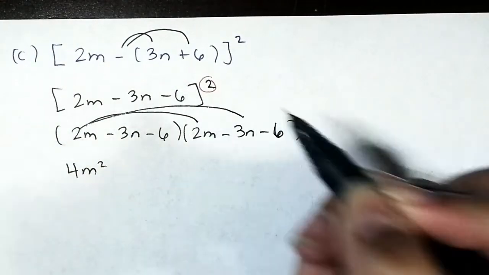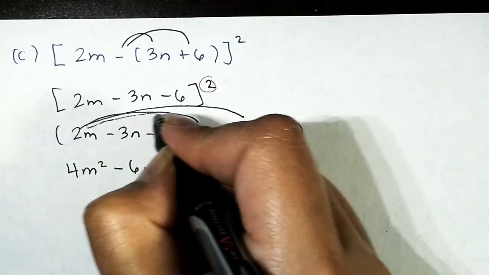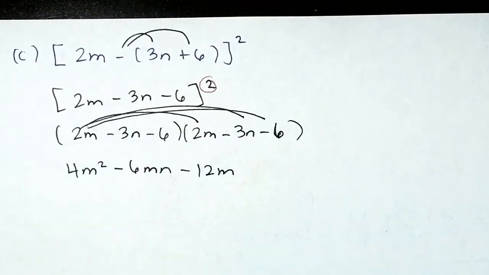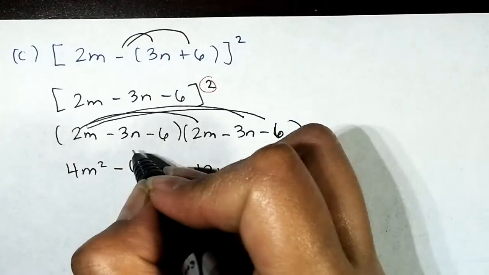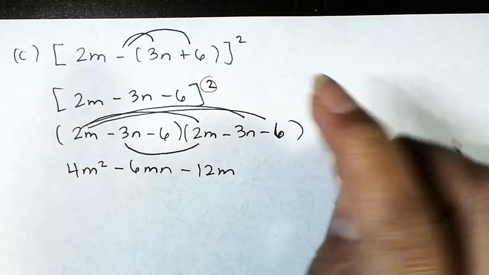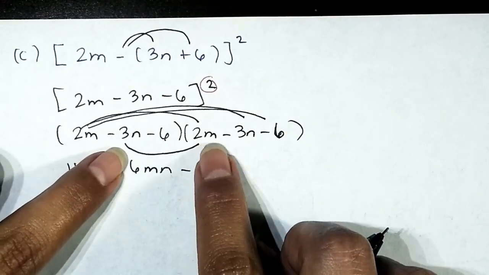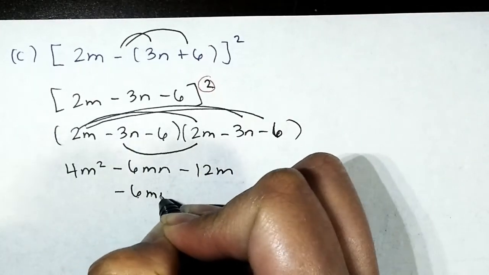2m times negative 3n will give us negative 6mn. 2m times negative 6 will give us negative 12m. Okay, so round 1 complete. Round 2, what do we get when we distribute the negative 3n? Negative 3n times 2m will give us negative 6, alphabetical order, negative 6mn. Line it up. Negative 6mn.